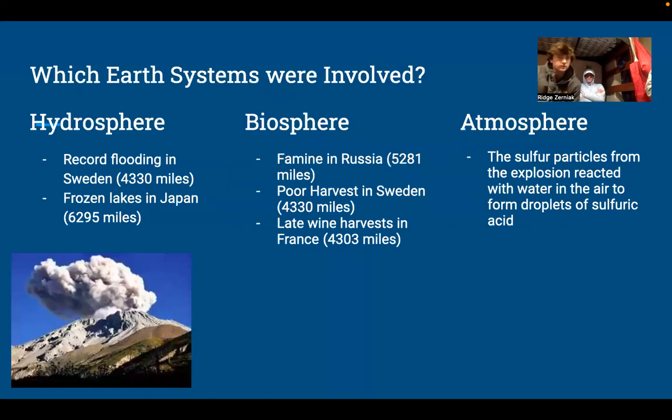Which Earth systems were involved? The hydrosphere. Record flooding occurred in Sweden, and Japan had frozen lakes. In the biosphere, there was a famine in Russia, poor harvest in Sweden, and late wine harvest in France. For the atmosphere, like I said, the sulfur particles from the explosion reacted with water in the air to form droplets of sulfuric acid.